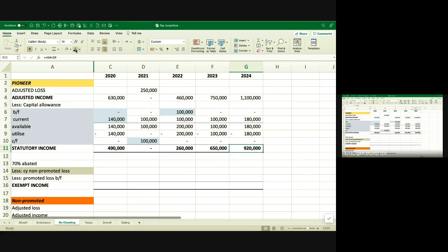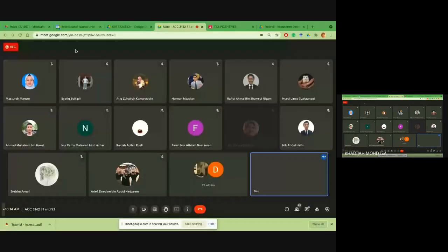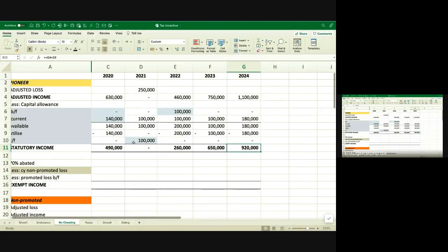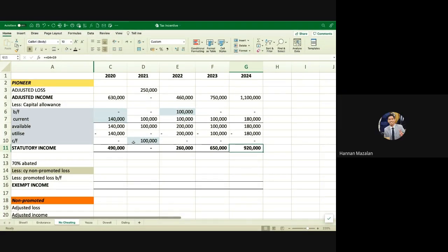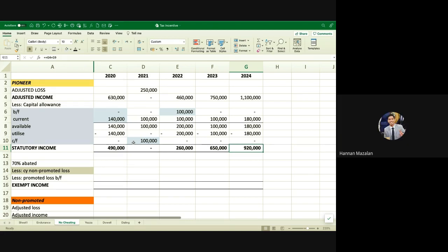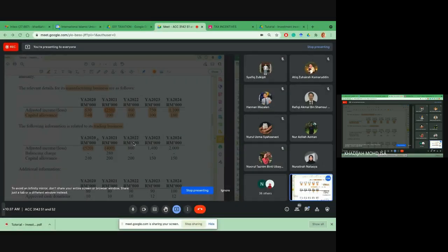It may, right, everything else may be wrong. Okay. Hanan Mazlan, hello. Yes, madam. Are you okay? Do you follow how to derive your statutory income? So far I think I can follow, madam. All right, very good. Let's see another student, Atira Natasha.